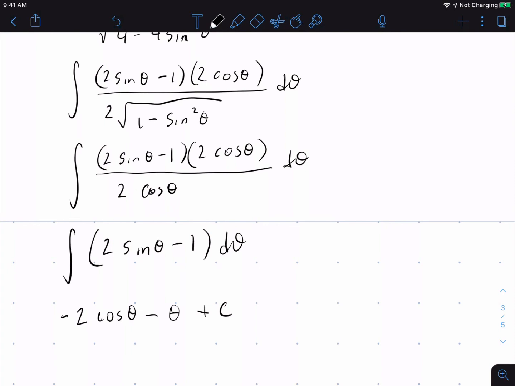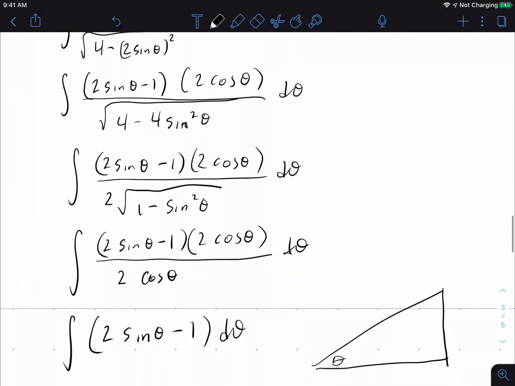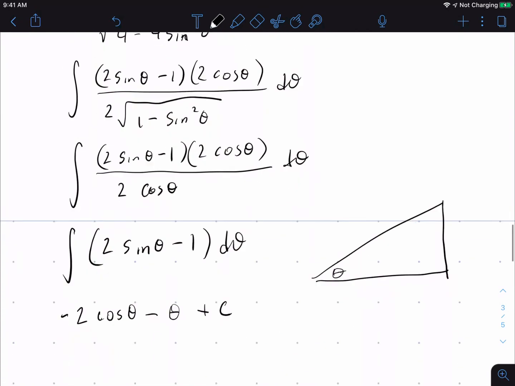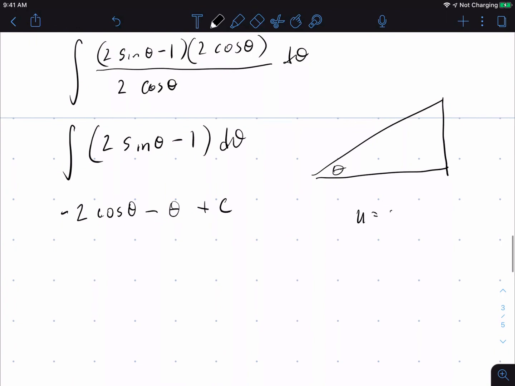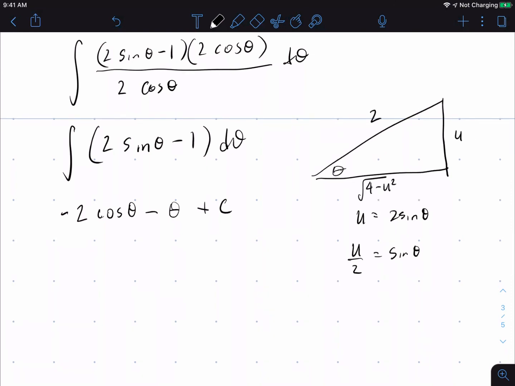Okay, and here's the important piece. My triangle that I made was in terms of u's, right? Right. And so, what was it that I used? I just said, so u was 2 sine theta, so u over 2 is sine theta. So opposite is u, hypotenuse is 2. This should be 4 minus u squared, square root. Agreed? Agreed. Okay.